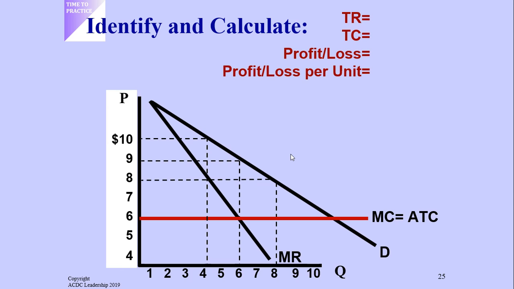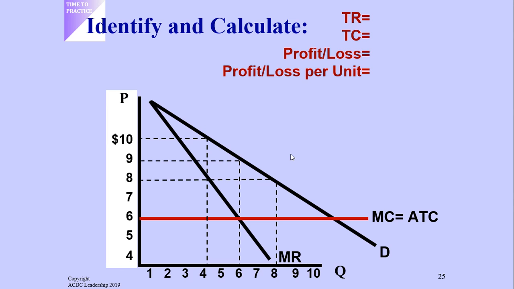So what level of output are they going to produce? Going to produce 6 because that's where MR equals MC. But they're not going to charge $6 for those 6 units. What are they going to charge? They're going to charge $9. They're going to charge what people are willing to pay. So what's their total revenue? 54, because that's $9 times the 6 units.